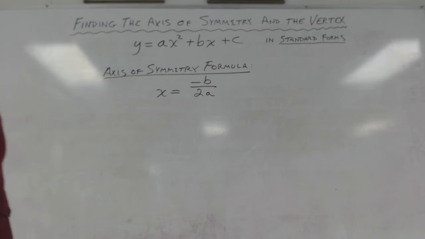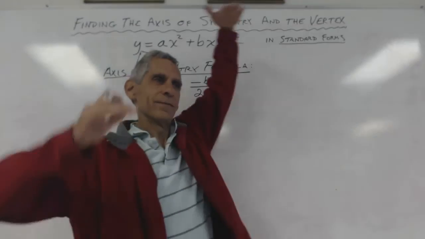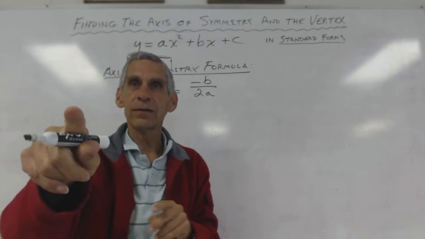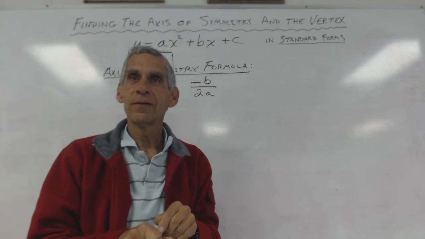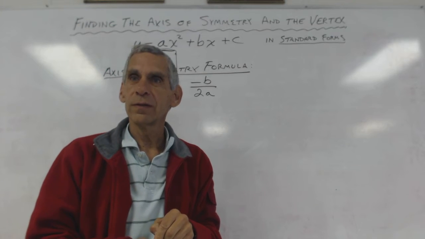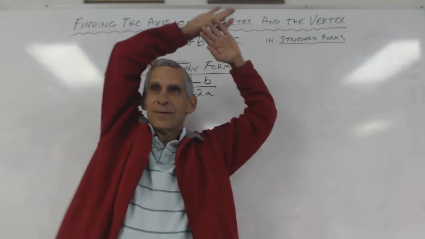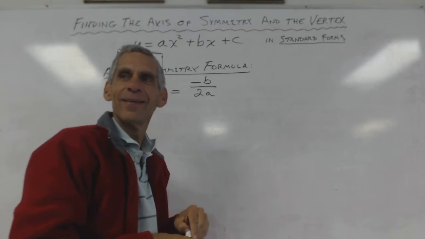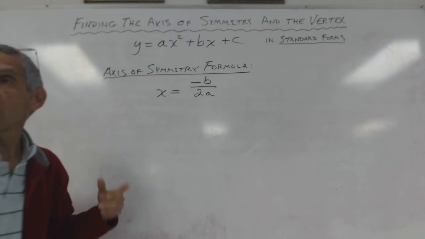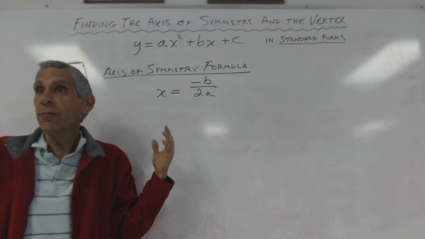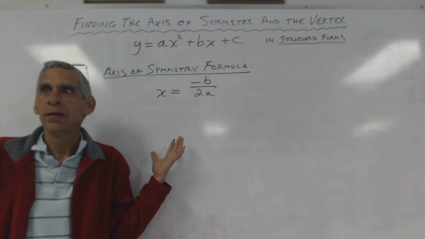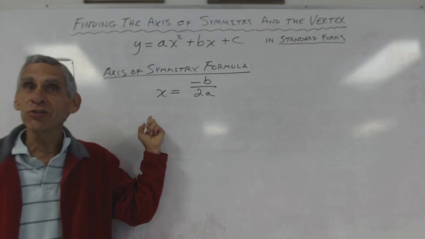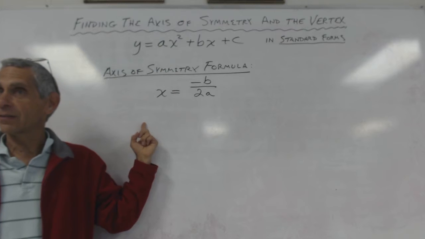All right, what is it? X equals negative b over 2a. Very nice. A lot of people will say just negative b over 2a. What's the problem with that? There's no x. You want to write the x because the x tells you what you're solving for. You're solving for x, right?